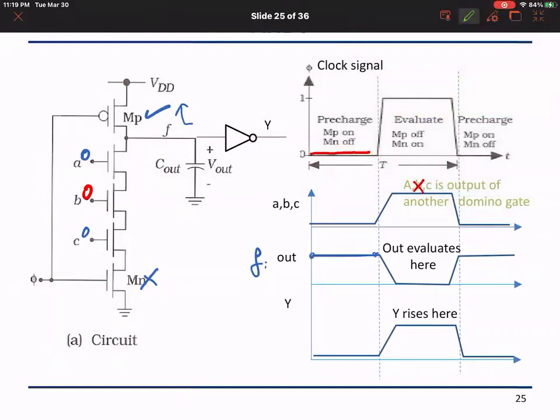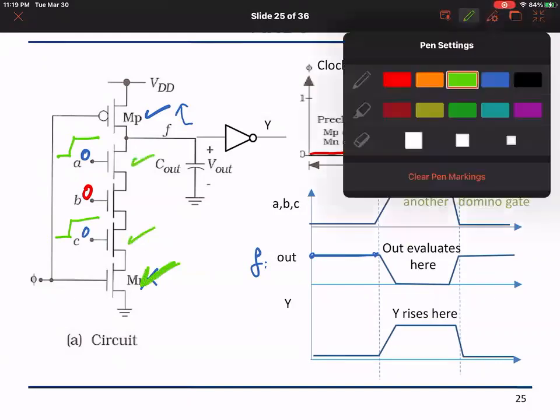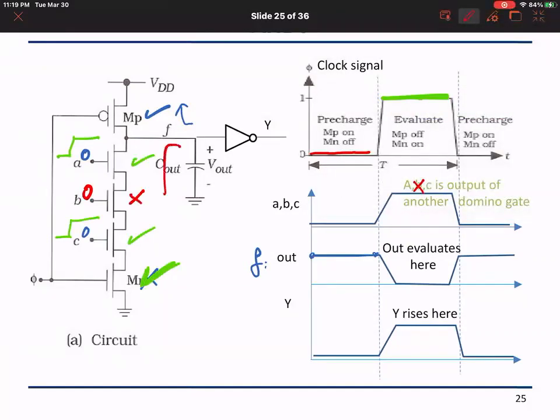But then during evaluate, A rises, C rises, but B does not. So although the clock turns on, this is on, but this is off. So there is no way for this to go down, and therefore, in this example, this will remain high, and therefore Y will not rise. So for this scenario, if B is stuck at 0, during evaluate F will not drop, and therefore Y will not rise, and I will yield an output that remains 0.